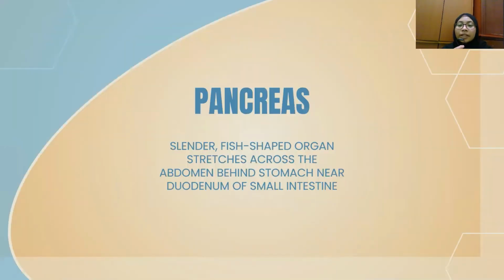So what is pancreas? Pancreas is an internal organ that produces digestive enzymes and the hormones insulin and glucagon. It is a slender fish-shaped organ, stretches across the abdomen behind the stomach, near the duodenum of the small intestine.